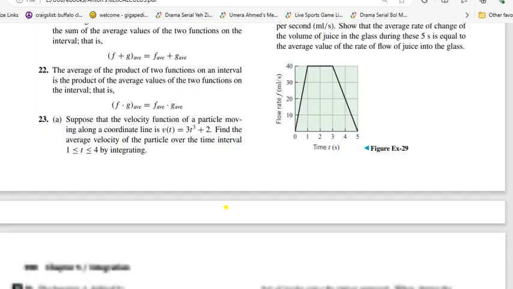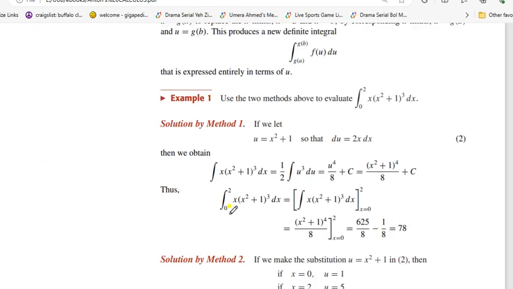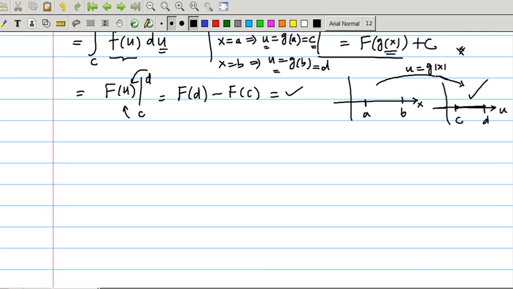So let's see an example. The integral from 0 to 2 of x times (x square plus 1) cubed. One thing is that I can open this cube and multiply x inside and integrate. No need to find substitution, right?